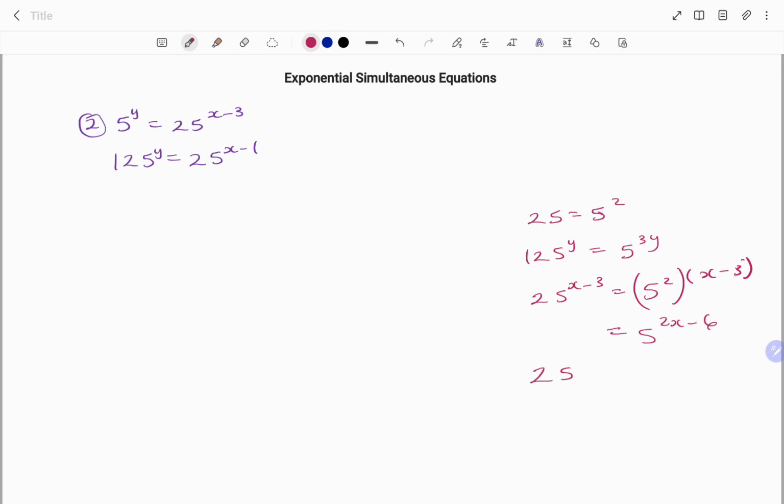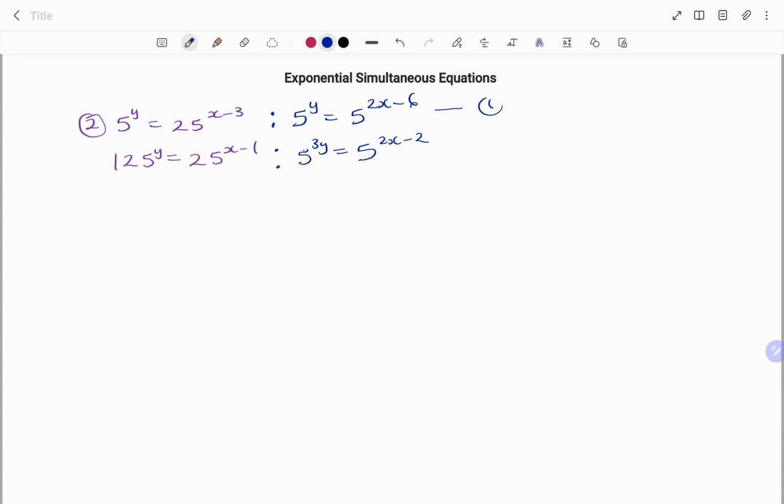Also, 25 to the power x minus 1 is the same as 5 squared to the power x minus 1, which will be 5 to the power 2x minus 2. So rewriting my equations above, I'm going to have 5 to the power y equals 5 to the power of 2x minus 6. And the second equation, 125 to the power y becomes 5 to the power of 3y equals 5 to the power of 2x minus 2.